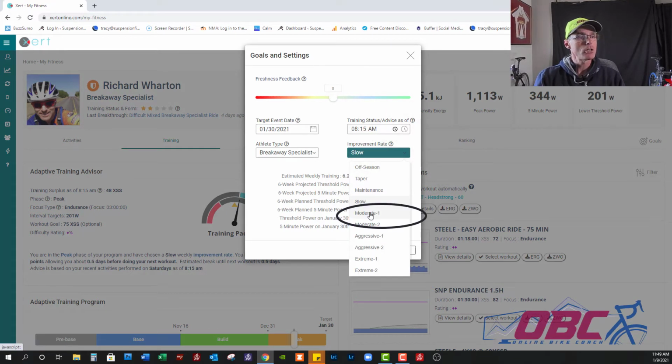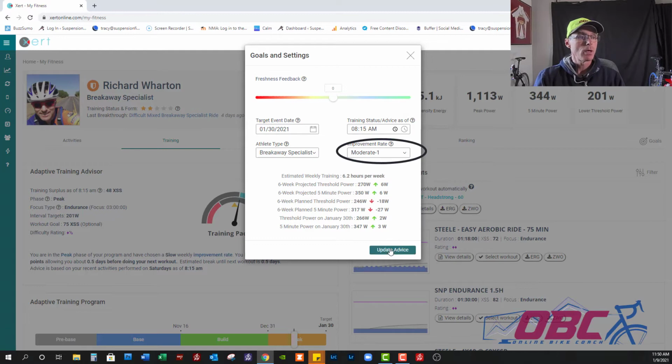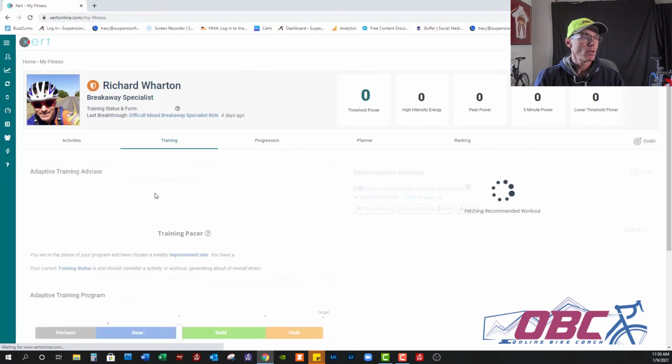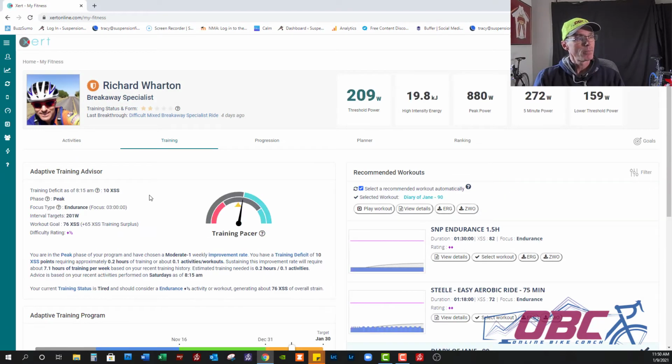And when I change that to moderate and click update advice, it's going to show that I now have a training deficit of 10 XSS. And I'm still being asked to do 76 points in an endurance phase. But again, I want that weekly focus to match the suggested focus.